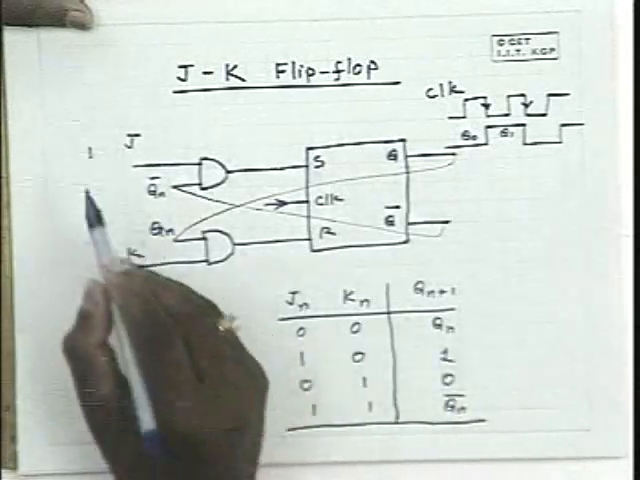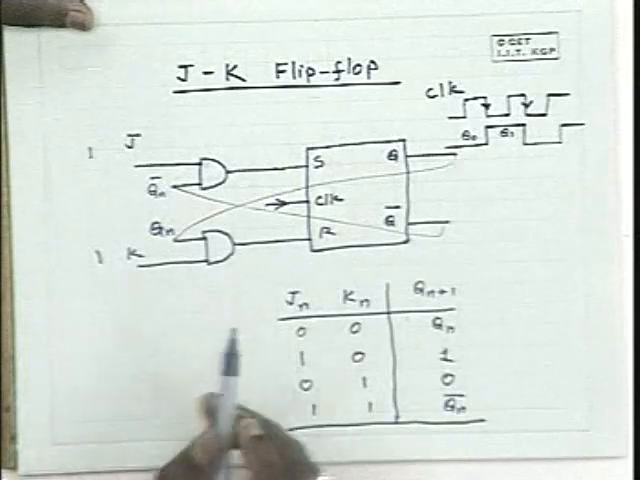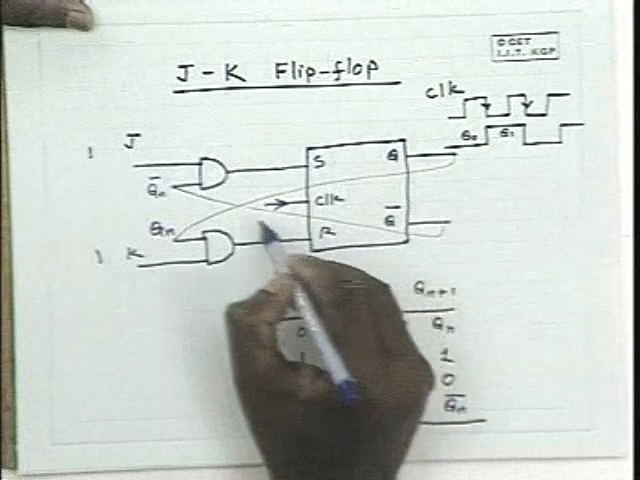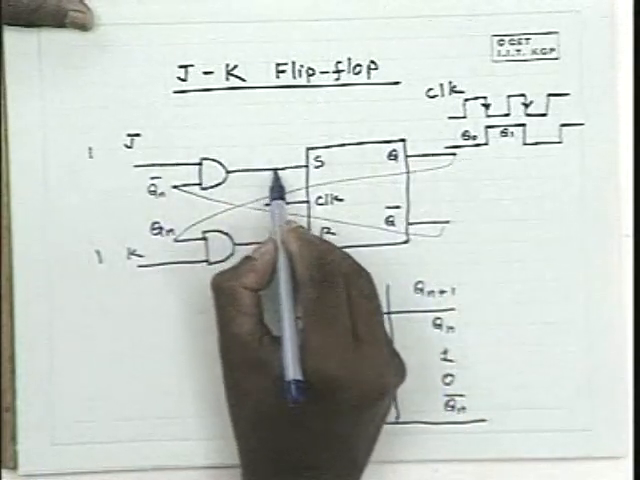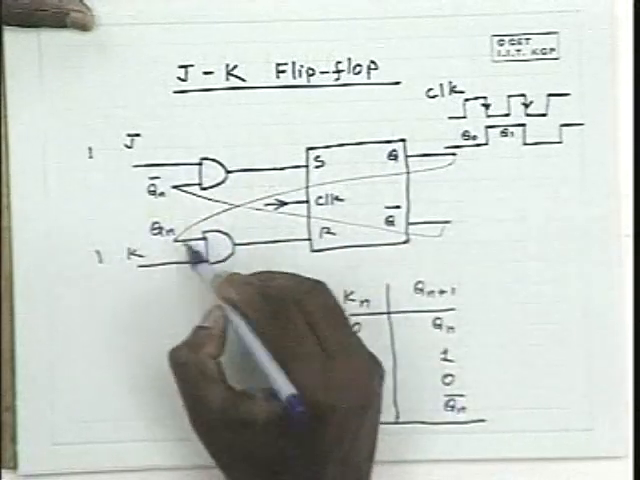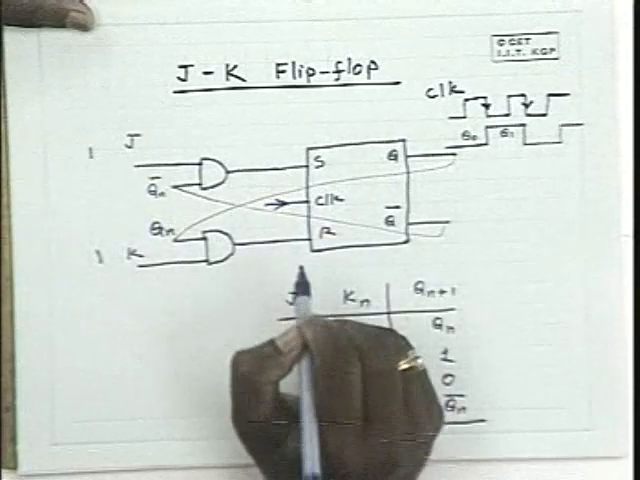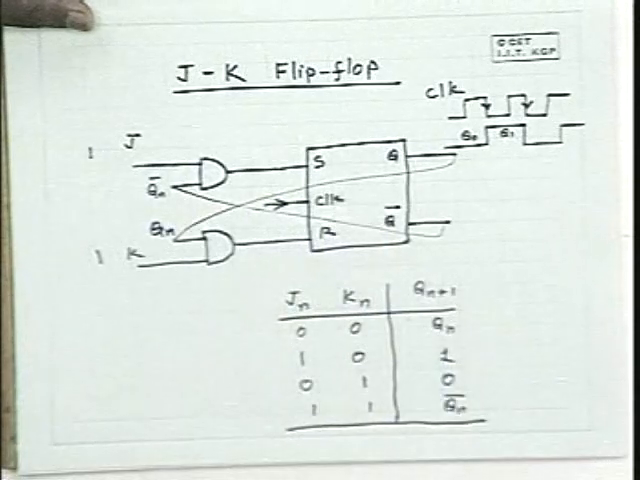Now, when this is a 1 and this is a 0, if this is previously 0, that means this is previously 1. Due to 1, 1 here, S will become 1, and due to 0 here, this one will be 0. S will be 1, R will be 0, and when a clock pulse is applied, output will go to 1.